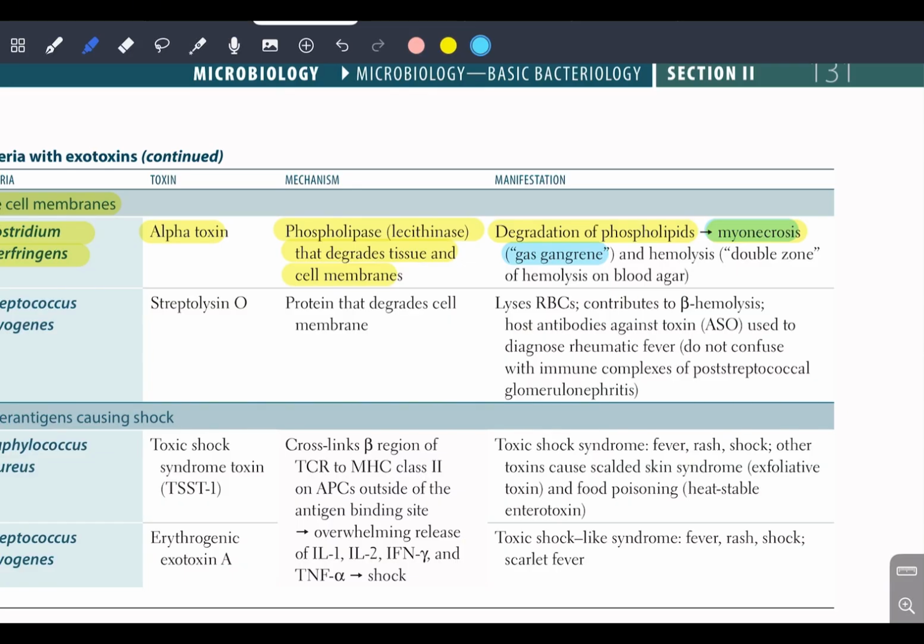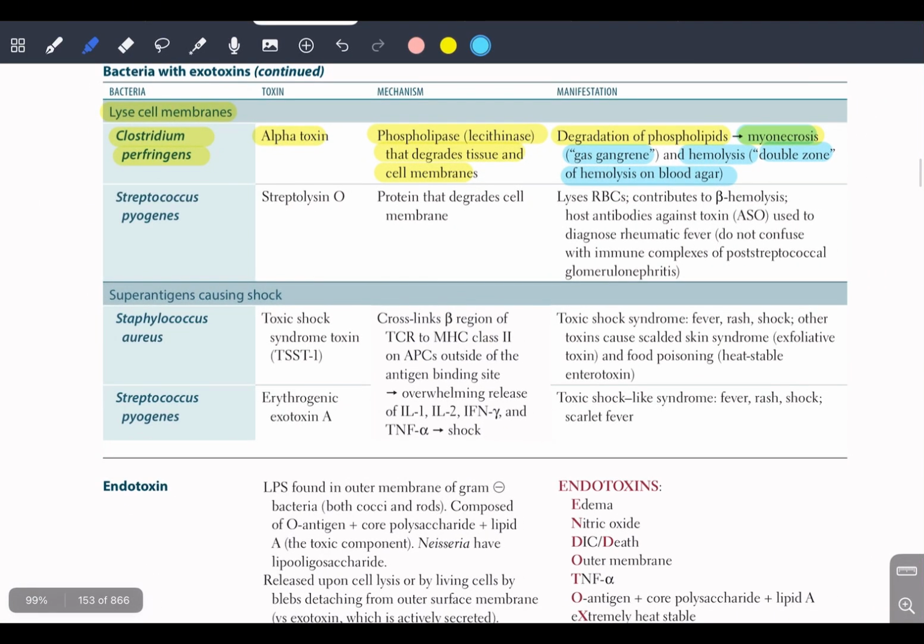It can also cause hemolysis; a double zone of hemolysis on blood agar is seen. So remember the two things, hemolysis and gas gangrene, more specifically gas gangrene, which is very important. Then we have Streptococcus pyogenes. Streptococcus pyogenes produces a toxin that is streptolysin O.